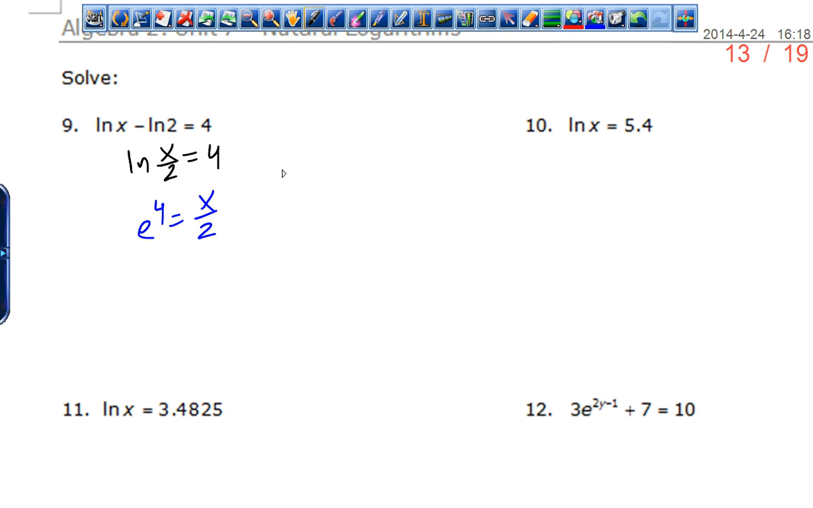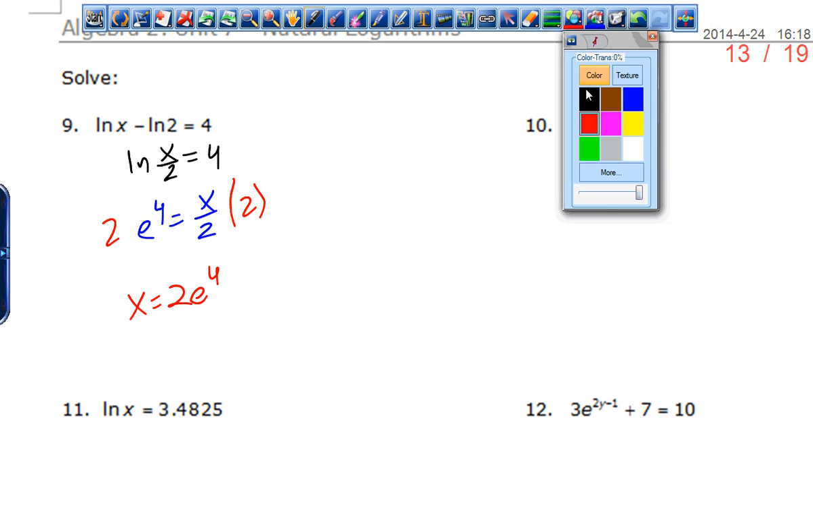Then I'm going to solve for x. I multiply both sides by 2. And so x is going to be 2 times e to the 4th. My recommendation: put it in the calculator step by step, or just leave it like that.